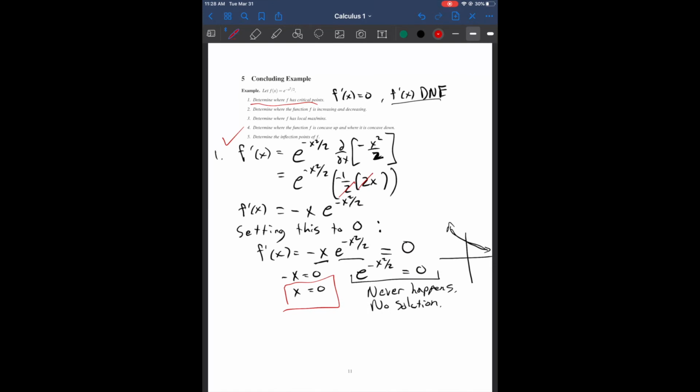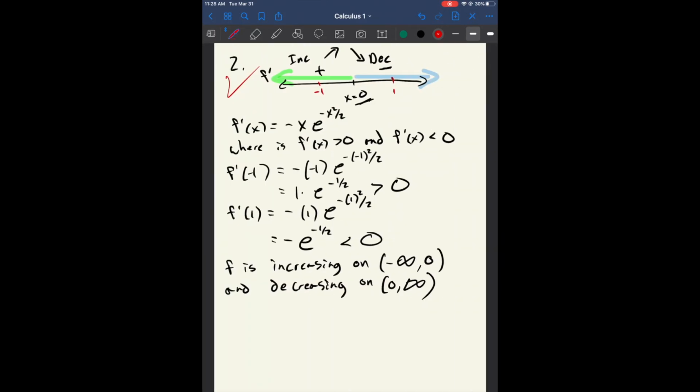Okay. Now let's look back. Number 3 was determine where f has local max or mins. So we essentially have already done that. So if we think about it, local max and mins, we look for those precisely where the critical points happen. We only ended up with one critical point here, and that was at x equals 0. So that's the only place where we could possibly have a local max or a local min.